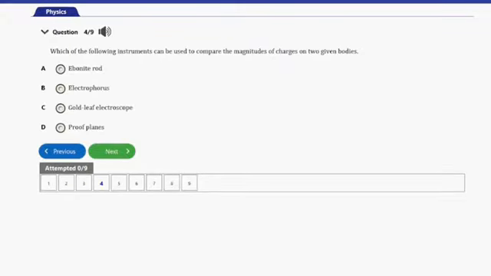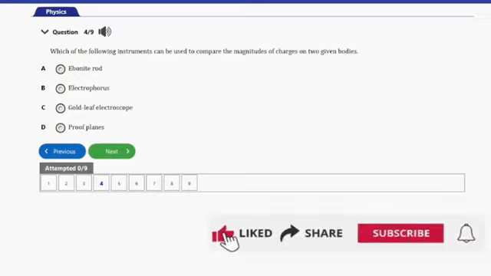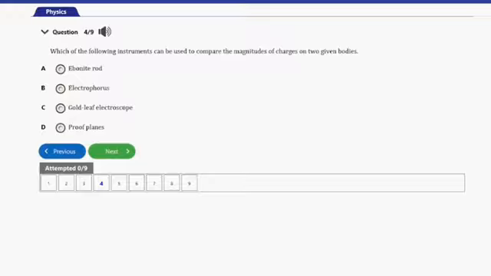So that's question number 4 here. It says, which of the following instruments can be used to compare the magnitudes of charges in two given bodies? We have A. Ebonite rod, B. Electrophorus, C. Gold leaf electroscope, and D. Proof planes. So guys, the answer to this question is option C here, gold leaf electroscope. So let's go ahead and consider the next question, guys.